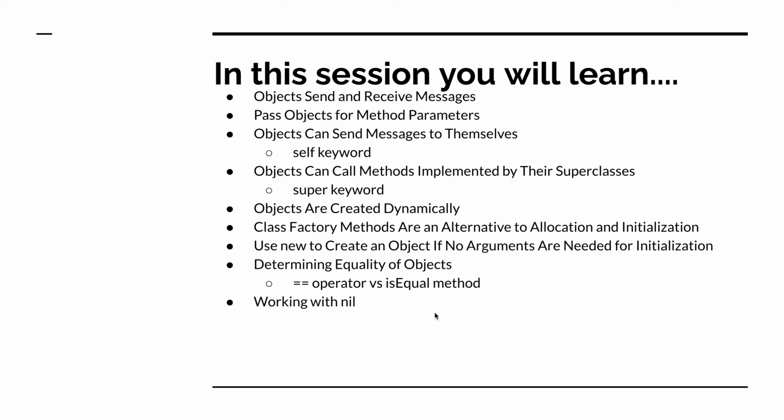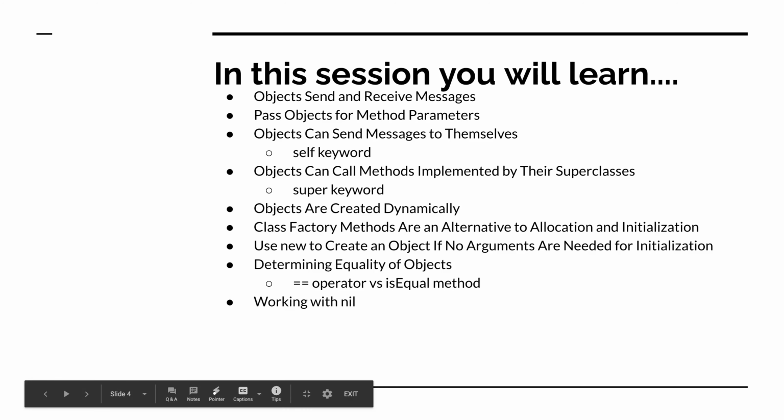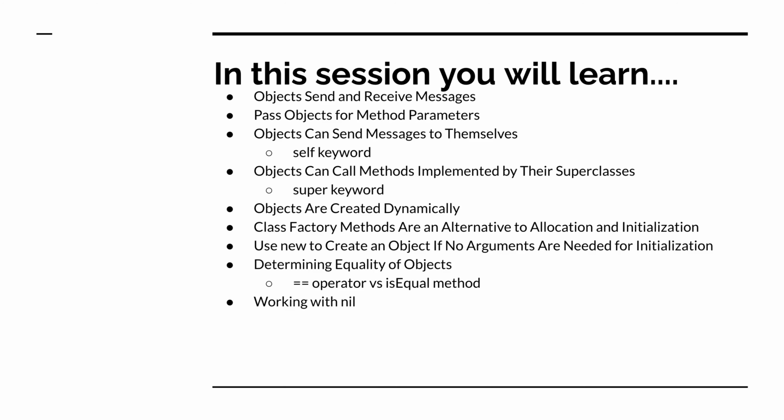In this session, we'll be discussing things such as: objects can send and receive messages, to a certain extent by now. Passing objects for parameters. Objects can send messages to themselves using the keyword self. Objects can call methods in the superclass using the super keyword. Objects are created dynamically, you know a bit of that. And class factory methods are an alternative to allocation and initialization. We will talk about that.